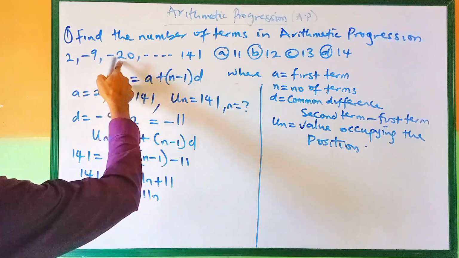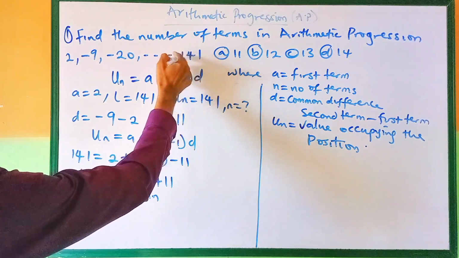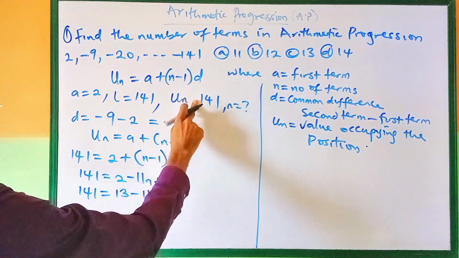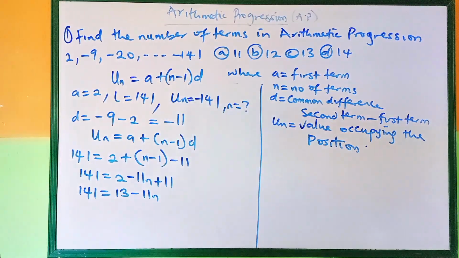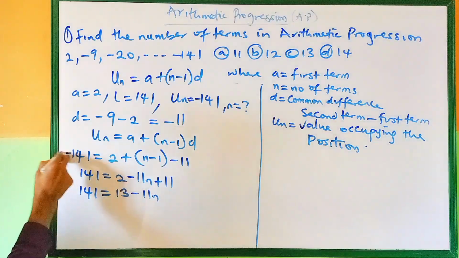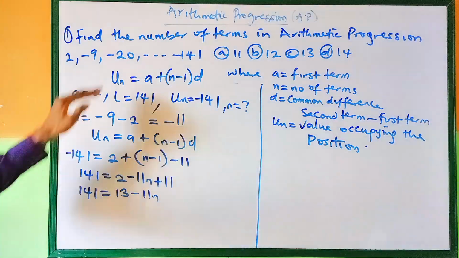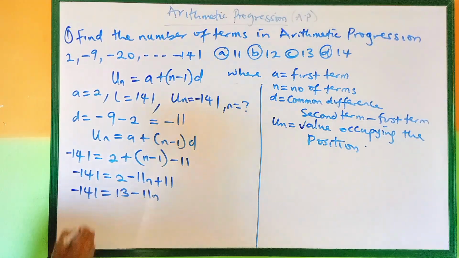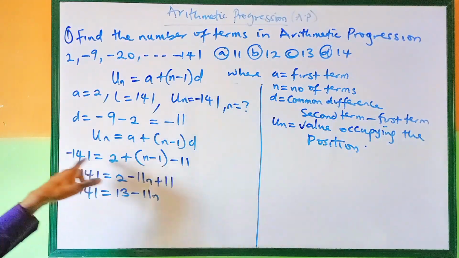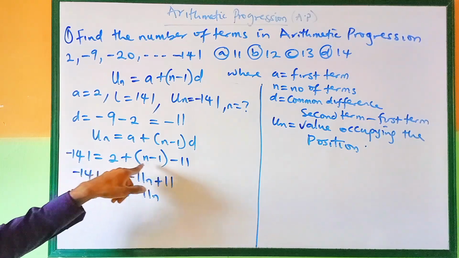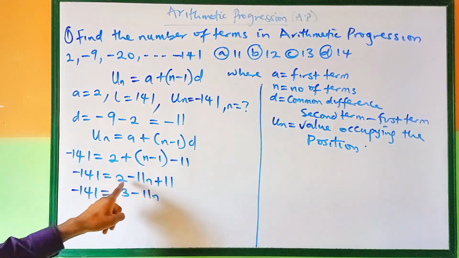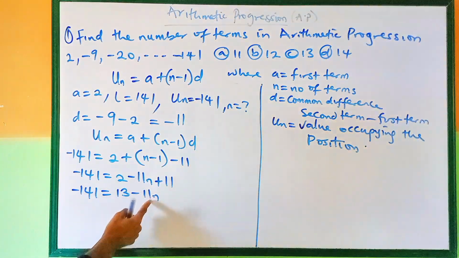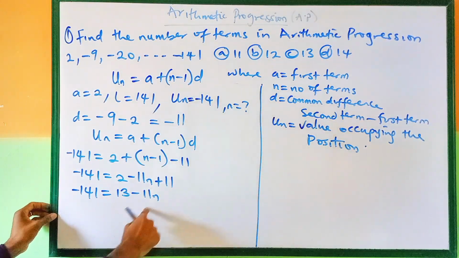Now look at this question. This is minus 9, minus 20. This is minus 141. So the last term there is minus 141, because it's getting lower, so it's negative. So when you slot in your value, minus 141 equals 2 plus n minus 1, and then you have this: 2 plus 11 is 13 minus 11n. So here our negative 11n can cross, and minus 141 will move in.